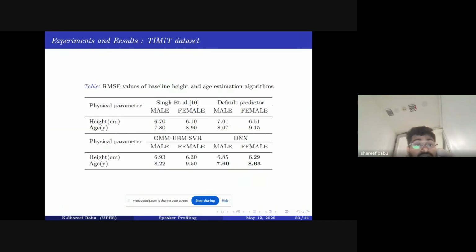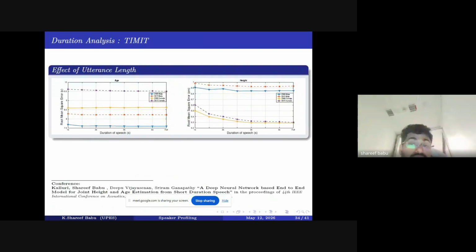And then these are the results corresponding to the TIMIT dataset, which we have explored now. As I said, there is a default predictor, which is our TMP, the GMM UBM support vector regression model, and our current DNN model. We could observe that this current DNN model is performing better with the age, and on par with the height estimation. Besides the TIMIT dataset, we observed the duration analysis as well. As just mentioned in the previous slides, from 2 seconds of speech data itself, the DNN model is performing as well as with the full length of the speech data.